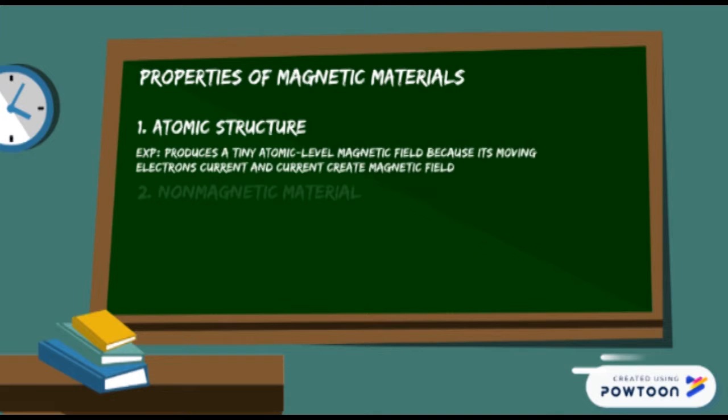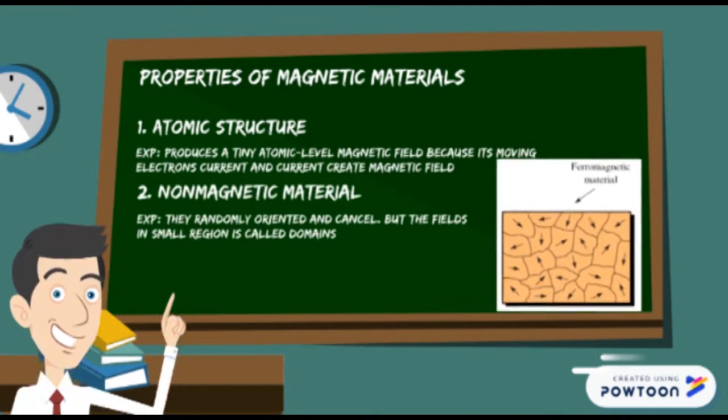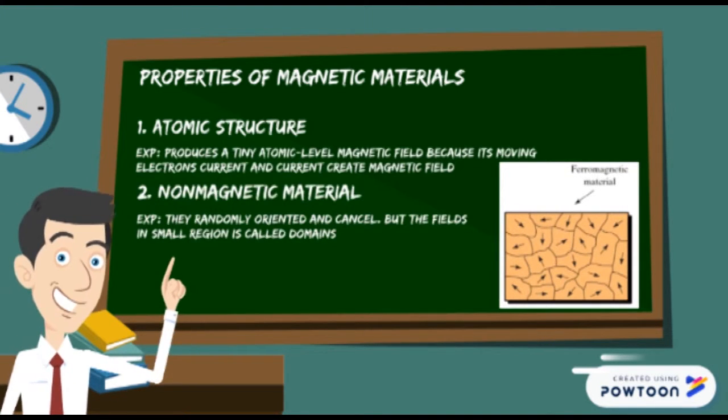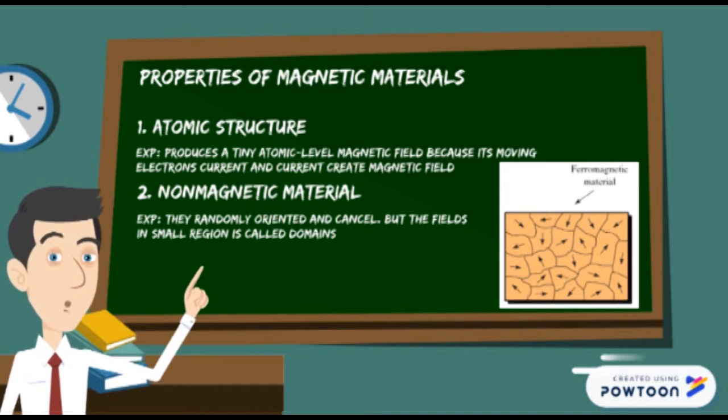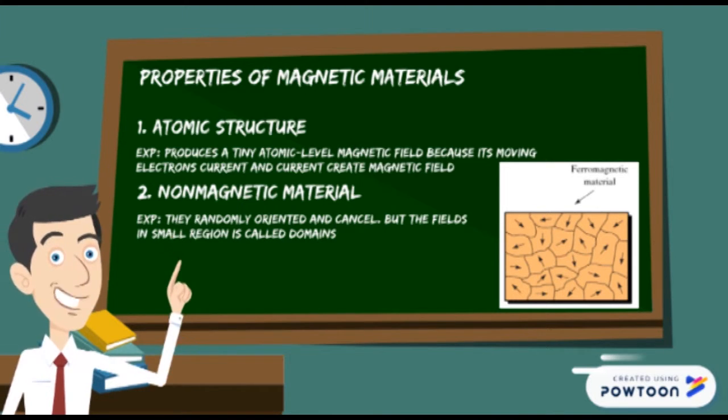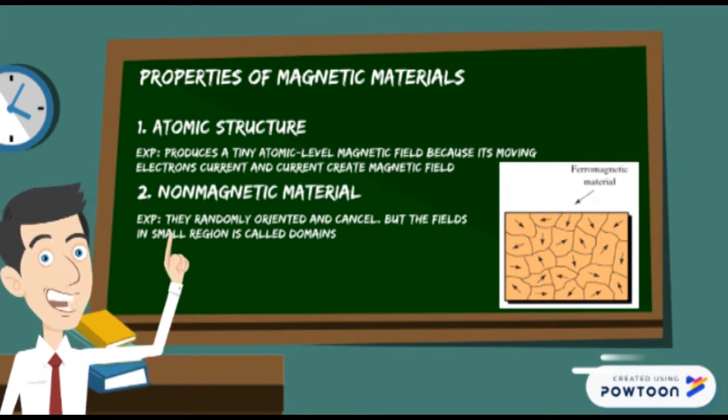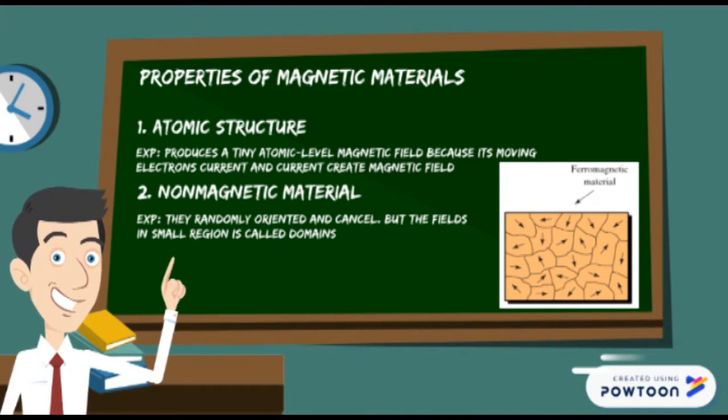Properties of magnetic material. In each atom of magnetic material, a moving electron constitutes an atomic level current, and the current creates a magnetic field. For non-magnetic material, the fields are randomly oriented and cancelled. For ferromagnetic material, the field is more rigid.